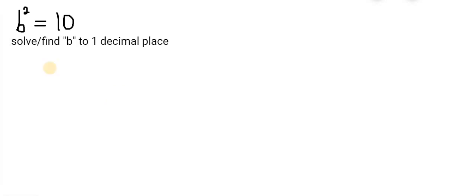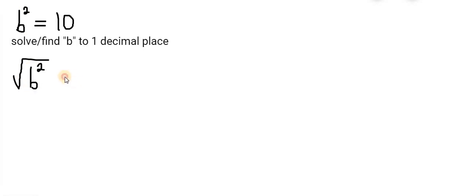So, we want to find b. So, we want to get b all on its own. So we have to get rid of the squared attached to b. So we have to use the opposite sign to get rid of it. So if it's a squared, the opposite sign is a square root. So I square root b squared.